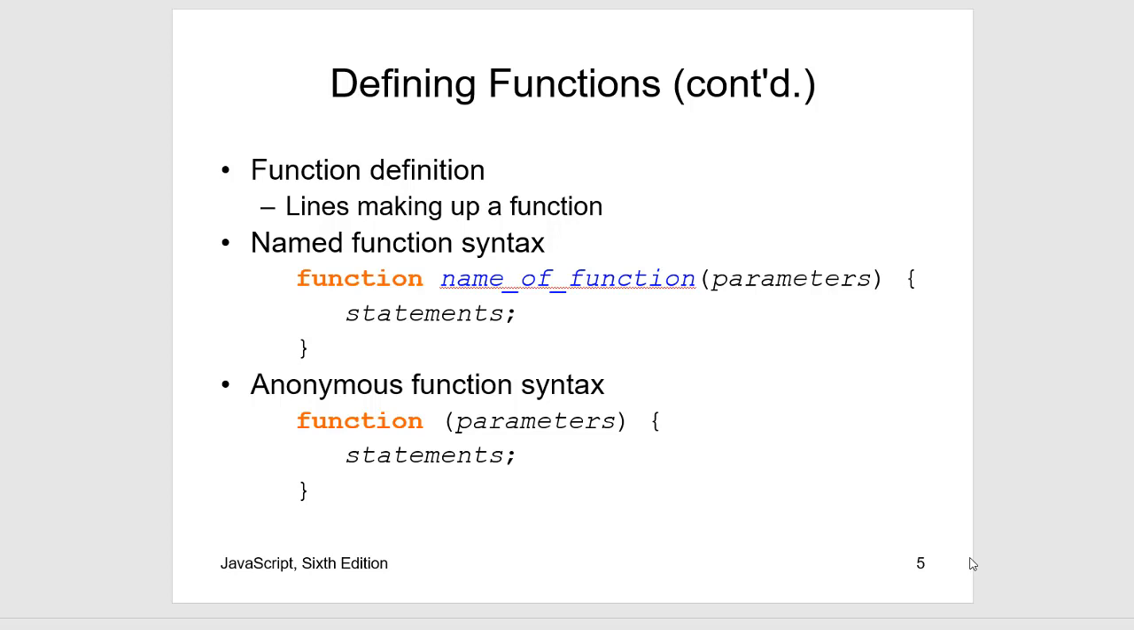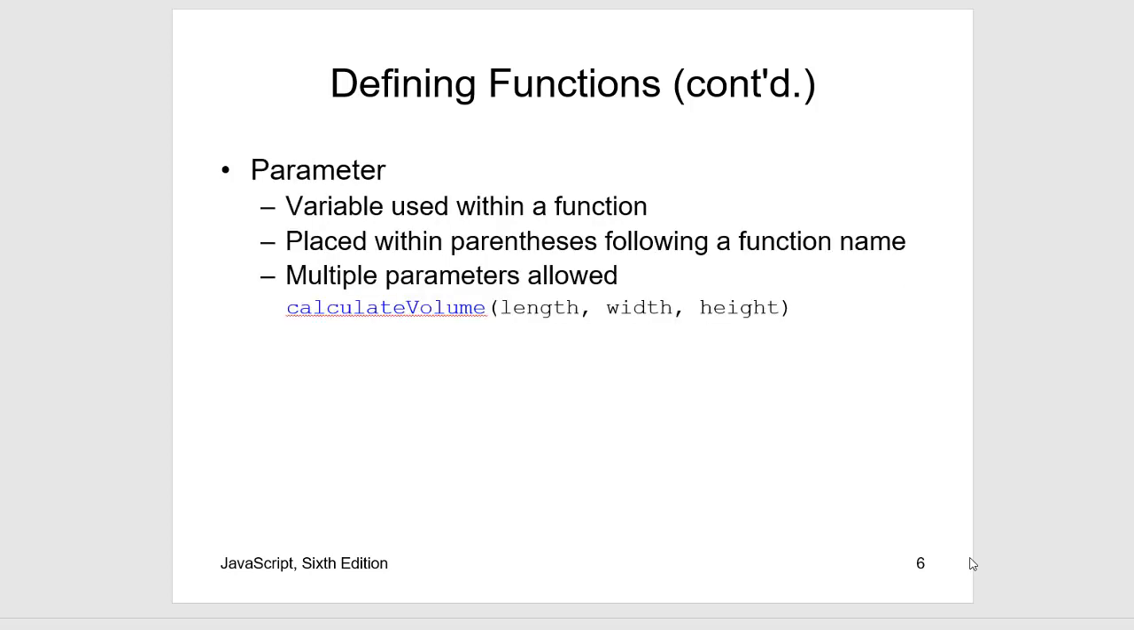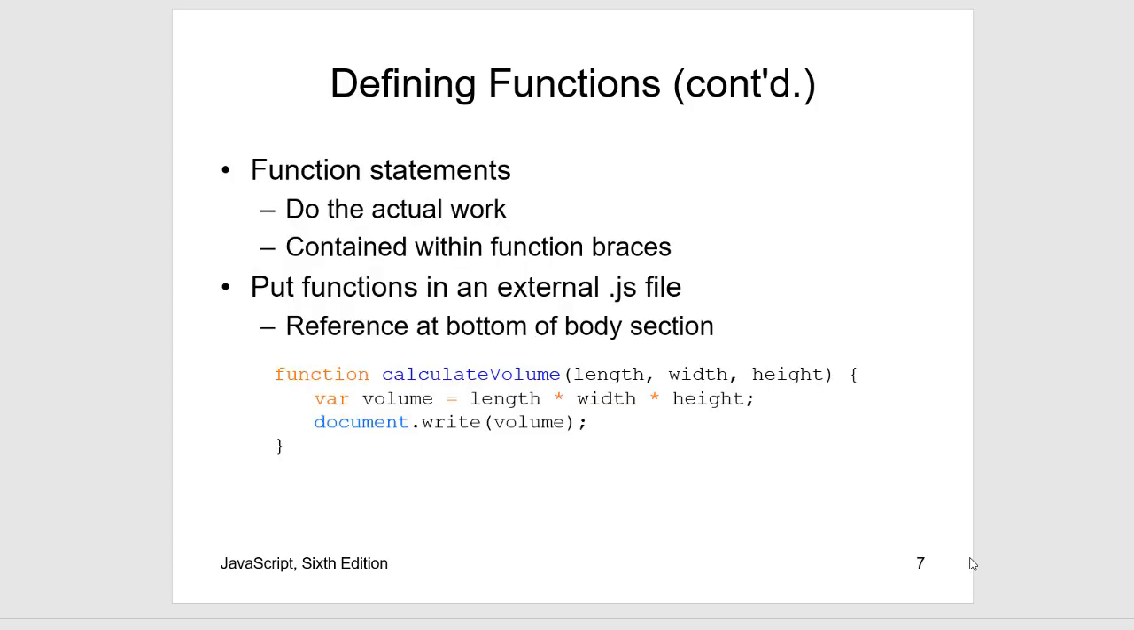For example, if I was going to multiply two numbers together, then if I created a function called multiply2, my parameters would probably be two names of variables where I can find those values. Parameters are placed within the parentheses following the function name, and you can have more than one. Here's an example of calculate volume. Could be a function that takes the length, the width, and the height and uses that to fill in to an expression in order to return a result. And you see the example here.